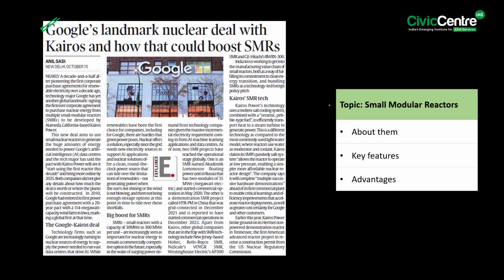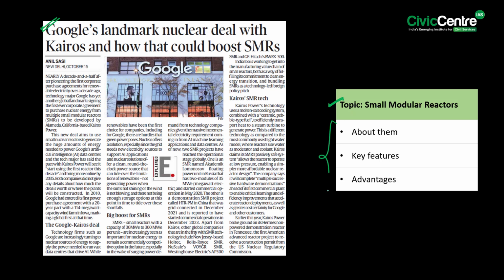Significantly, the new deal aims to use small nuclear reactors to generate huge amounts of energy needed to power Google's AI data centers, and the tech major has said that the pact with Kairos Power will see it start using the first reactor this decade and bring more online by 2035. In this context, let us talk about small modular reactors.